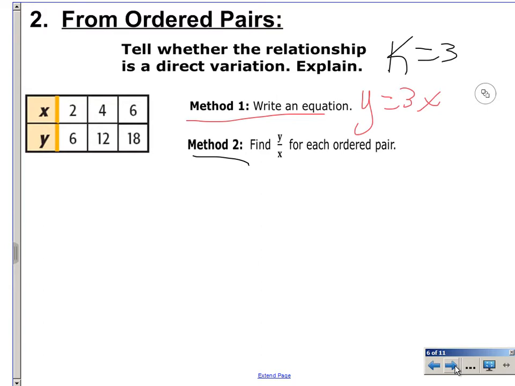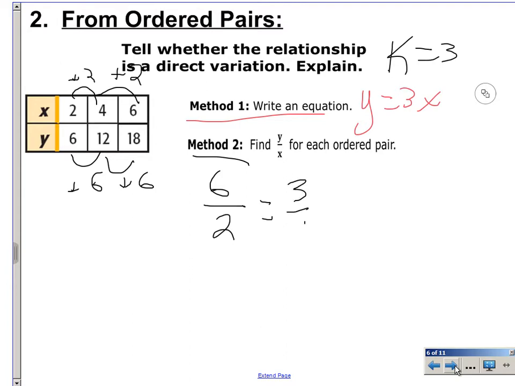So if I look at my table of values, I want to see what the change is for each of the pairs. So here I've got an increase of 2, here I have an increase of 2. If I look at my y values, I have an increase of 6 and an increase of 6. So in this situation, my y value looks like it's going to be 6. My x value is going to be 2. So the direct variation is 6 over 2, which we always reduce to 3 over 1.